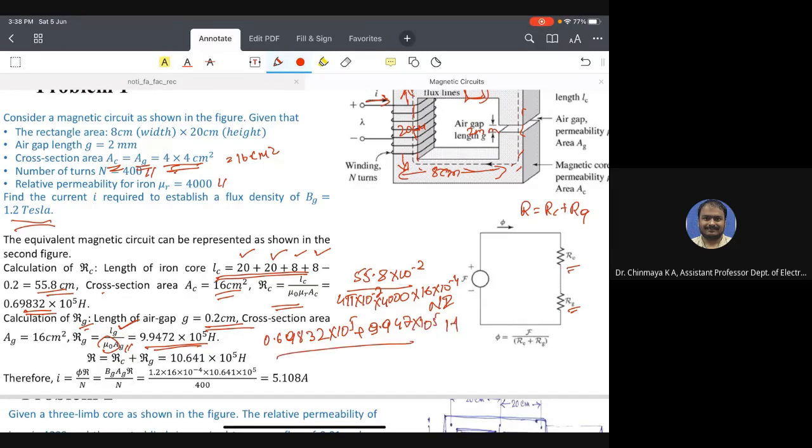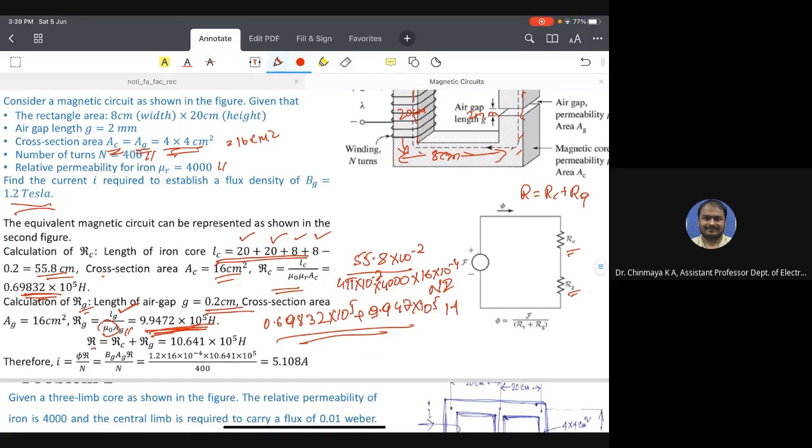As you can observe here, the reluctance of the air gap is much higher than the reluctance of the core. That means it is much more difficult for flux to pass through the air gap compared to the magnetic core. That is why in the beginning we considered that the leakage flux in the air will be negligible, because the number of flux lines in the magnetic core will be very much higher than the number of lines of magnetic flux in the air.